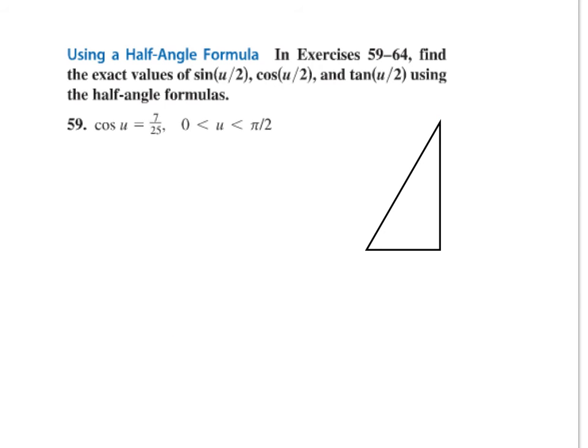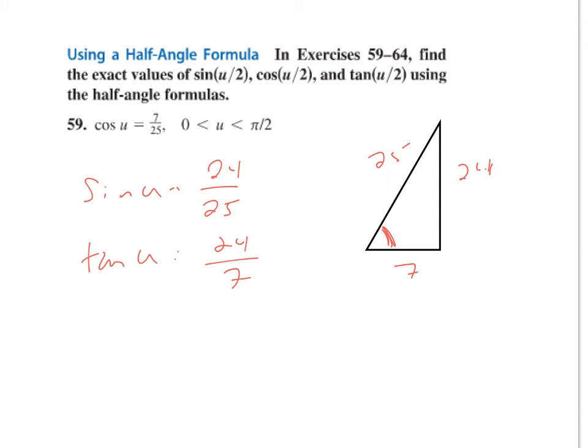Okay, we are going to use our half formulas now to find sine, cosine, and tangent of 1/2 u. So if cosine u is 7 over 25, which means now this side is 7, this is 25, and this, of course, is 24. And here is my u, or my theta. I now know that cosine u is 7 over 25. Sine u would be 24 over 25. Tan u, of course, is 24 over 7.